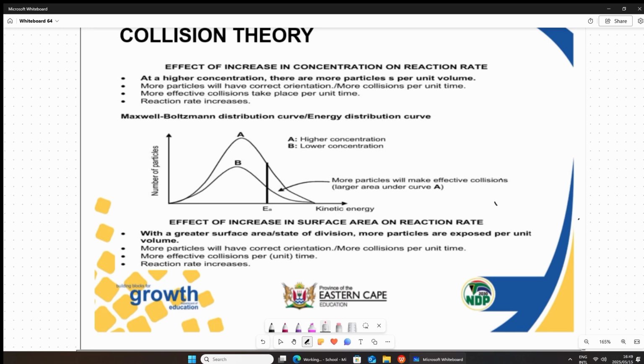The reaction rate increases. We explain it similarly to the effect of concentration. At a higher concentration, there are more particles per unit volume. As you can see, the key word here is effect. If you increase concentration, you are increasing the number of particles per unit volume. If you are increasing the surface area, you are increasing the number of particles exposed with correct orientation per unit area.